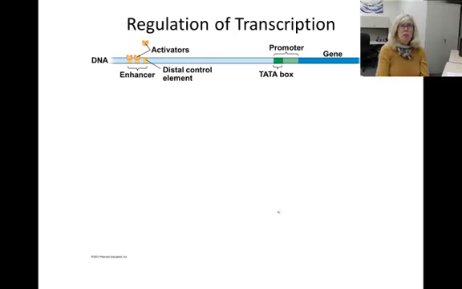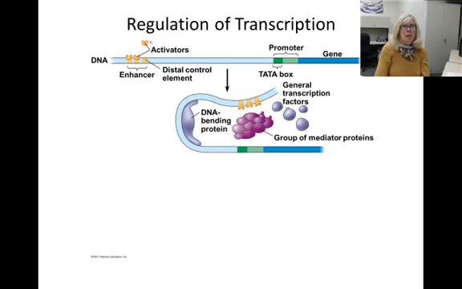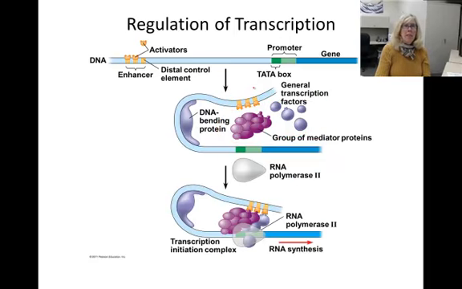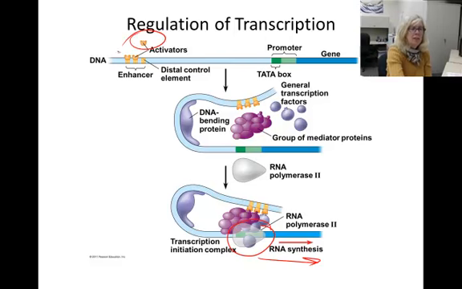So regulation works like this. Activators bind to the enhancers and activate transcription. This triggers bending of DNA and the arrival of other, more general transcription factors, and all of these bind as a group to the promoter region. And this creates an active site for RNA polymerase to bind and begin RNA synthesis. So the presence of the correct activation transcription factors is required for RNA synthesis to begin.